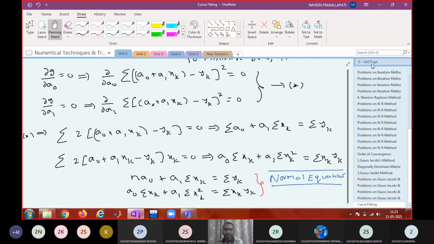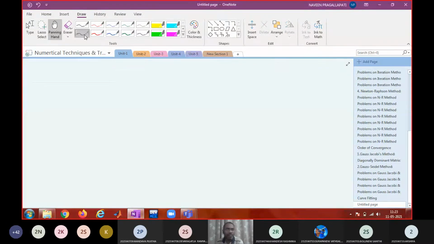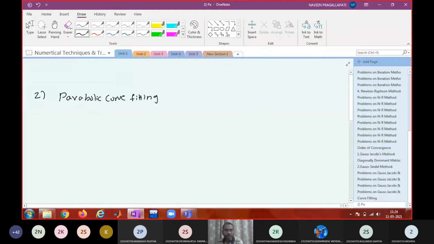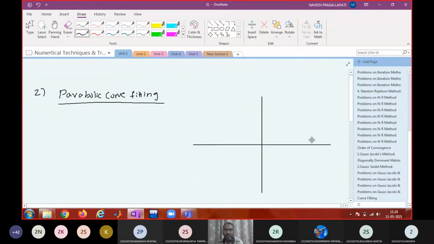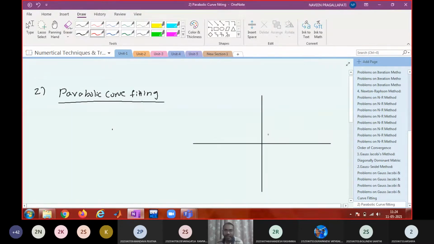So now we'll try to write down normal equations for the parabolic curve. Parabolic curve fitting. Okay. So the data may be like this. Now parabolic curve means the data may be like this. Something like this may not be straight, somewhat in a parabolic manner.